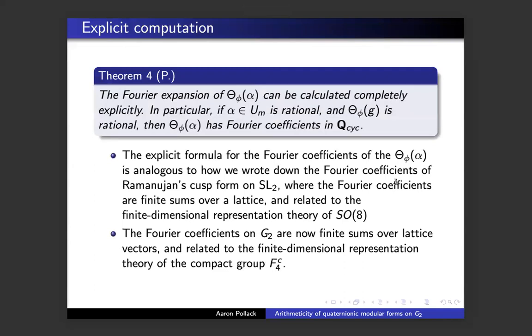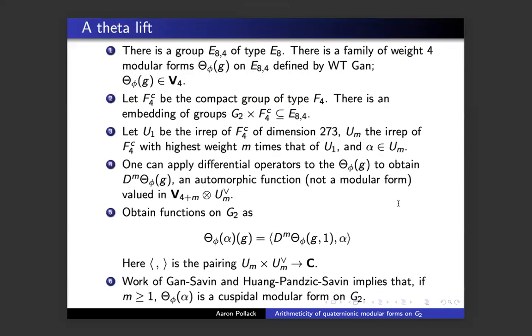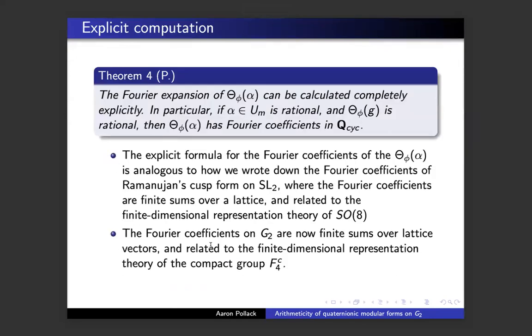Okay, so even though you can write down this theta phi of alpha, and it follows without much work from Gan Savin and Huang Pengzig Savin that this is a cusp form on G2 of some particular weight, even though one can do that, it's not at all clear if you get something non-zero or what its Fourier expansion looks like. So one of the main theorems is that you can in fact explicitly compute the Fourier expansion of this theta lift, theta phi of alpha.